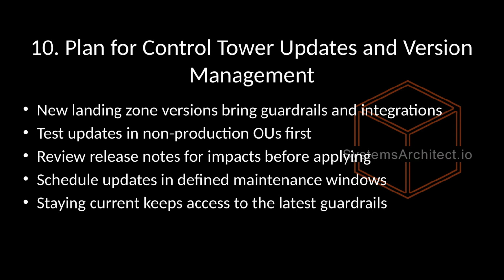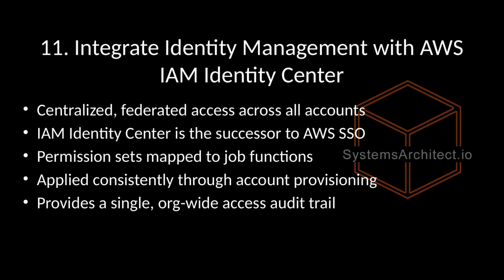10. Plan for Control Tower updates and version management. AWS regularly ships new Control Tower landing zone versions with new guardrails and integrations. Test new versions in non-production organizational units first and review the release notes before applying them broadly. Schedule updates during defined maintenance windows with rollback plans in place. Falling behind eventually locks you out of newer guardrails and tighter service integrations.